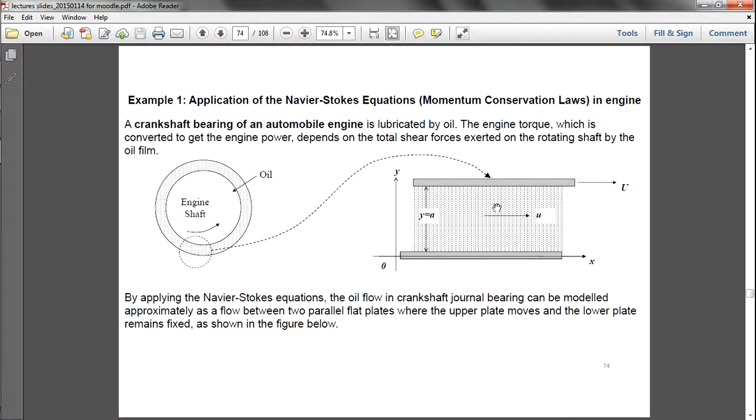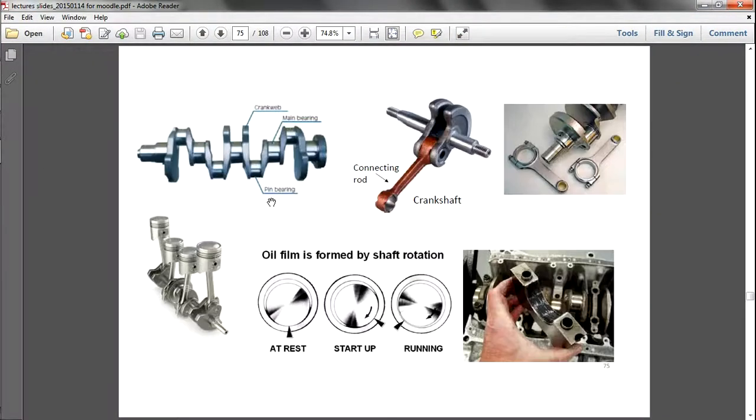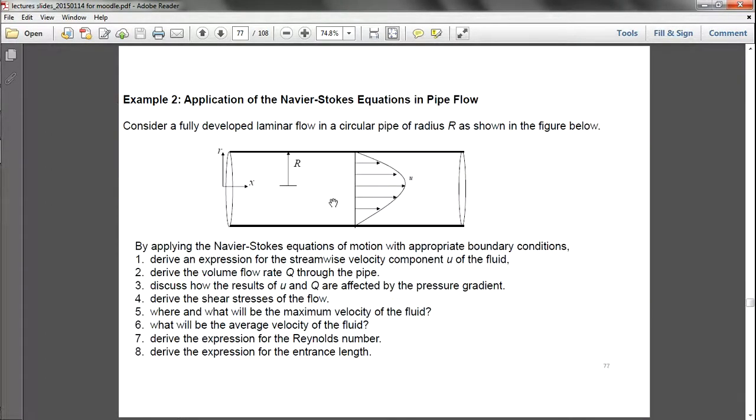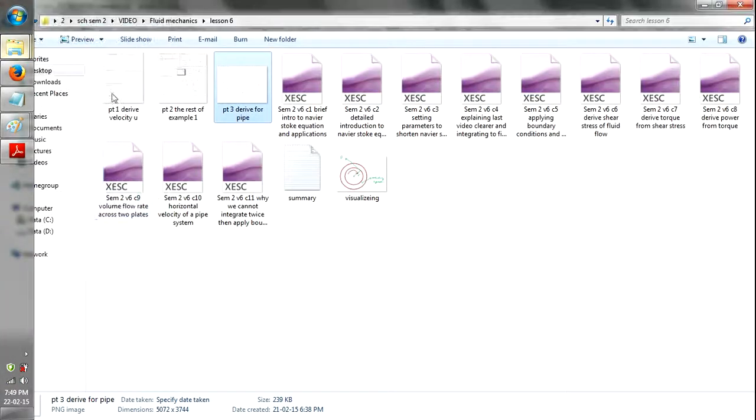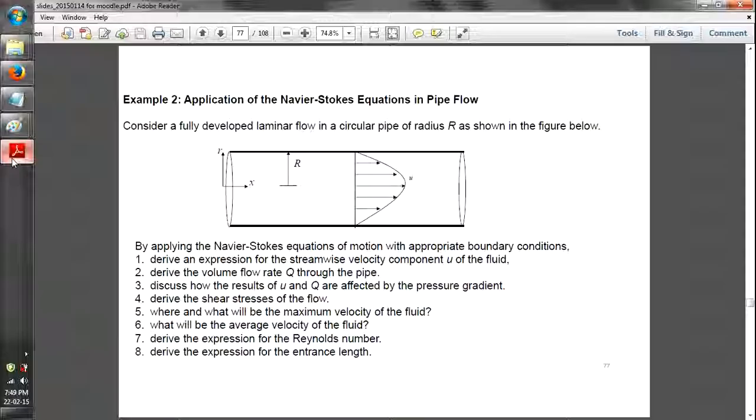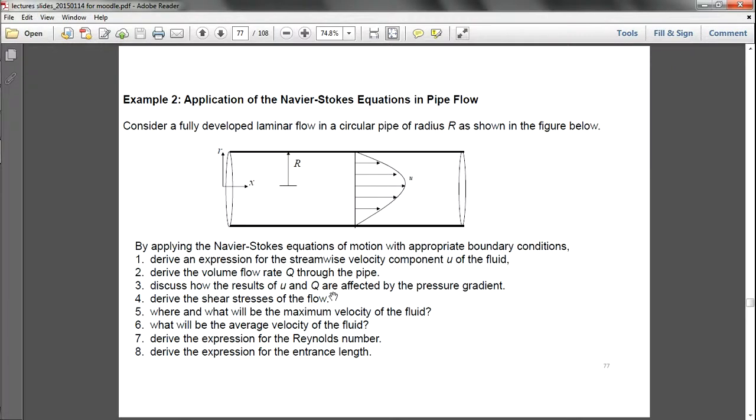The last thing I need you to know is that we already cleared example 1, totally. Everything is cleared. However, for example 2, I only cleared this portion over here. I don't know whether next lesson we'll talk about the rest. But briefly, we went through the volume flow rate. You can follow this video and work it out. Then, how the results of U and Q are affected by the pressure gradient. My understanding of the pressure gradient is not good and I didn't explain it well, so you should go and read up on it and add into my comments.